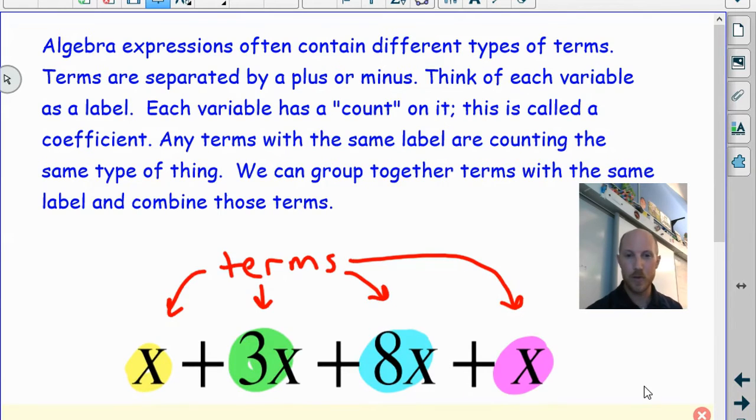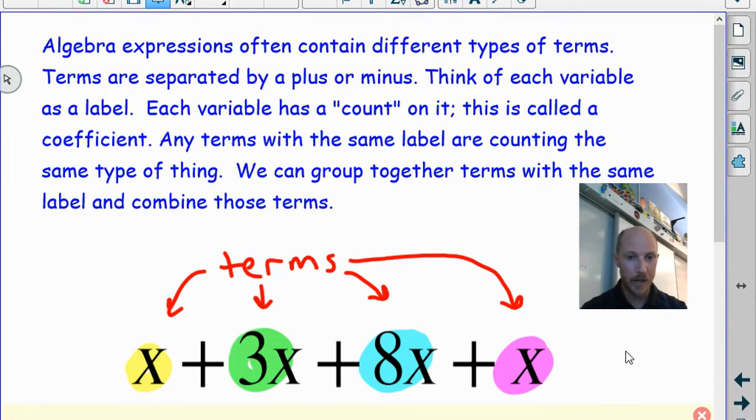So we can think of those variables like labels. Anything that in this case has an X on it means I'm counting how many X's there are, right? That's the label. And then each of those terms also has a coefficient. The coefficient is the number that is right in front of that letter. That's telling you, basically, how many of them there are. So each of the variables in these terms has a count on it, which the vocabulary word is coefficient.